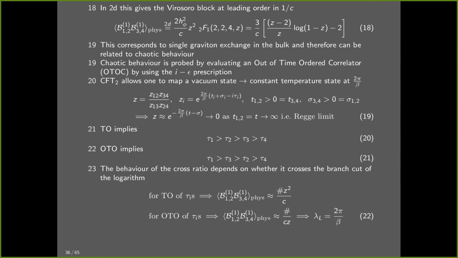Okay, Rohan, I don't know very much about the chaos stuff, but I just want the one-line takeaway from this slide. So the point here is that you can think of the stress tensor block as being determined entirely by the epsilon 2-point function. Yes. Right. And then after that, you can do some i epsilon prescription and compute an out-of-time-ordered correlator, which is relevant for chaos in some way. Yeah. Okay. All right. Thanks.